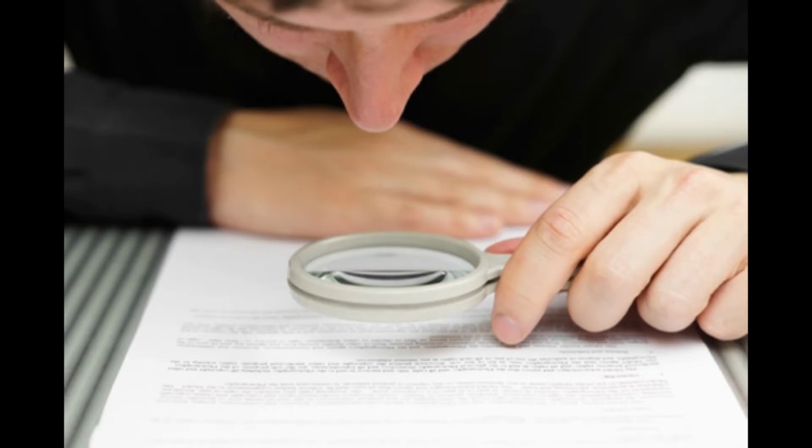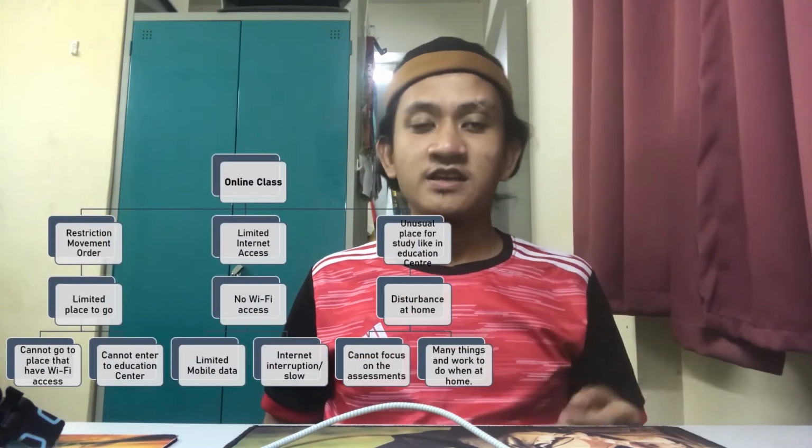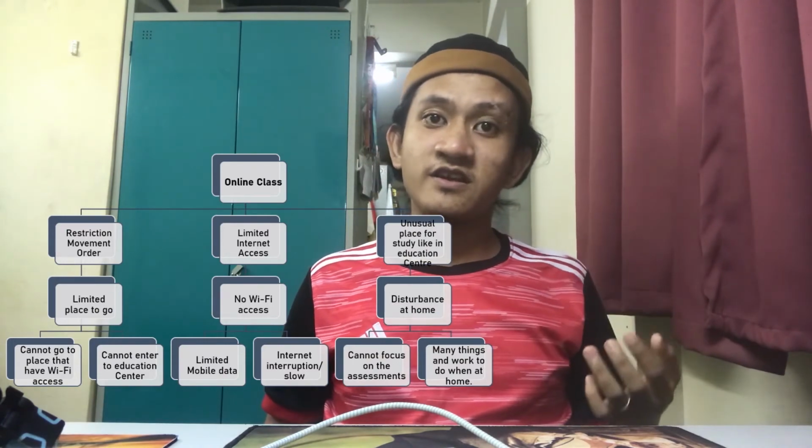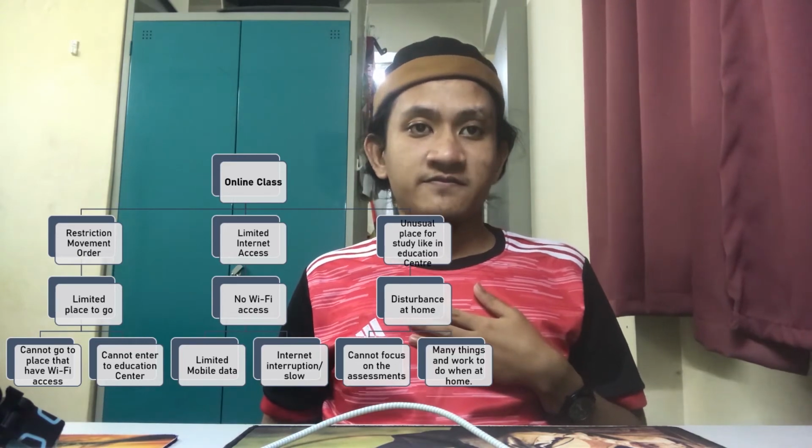Why do I say that? Because the benchmarking chart analyzes from major problem to minor problem. It also shows the causes of each main problem that has been listed. Just like our friend who had a problem adapting to online classes during the restriction movement order, he had a few problems there. For example, the restriction movement order itself, limited internet access, and an unusual place for learning. Each of the problems will show the causes in the chart.